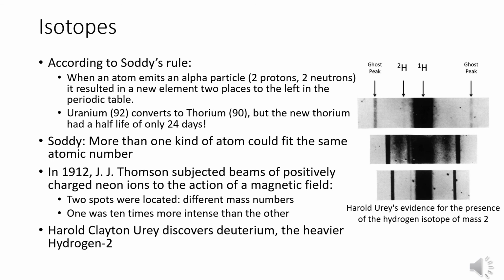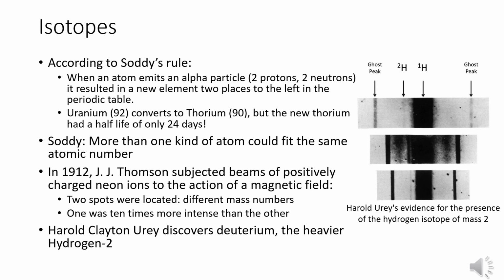But soon they discovered that after the decay of a radioactive element, a new atom, a new element, was formed. For example, from uranium-92, it is possible to produce thorium-90 by the emission of one alpha particle. However, this thorium, which was produced from the decay of uranium, has a half-life of only 24 days. And if you remember in the previous slide, we said that thorium has a half-life of 14 billion years.